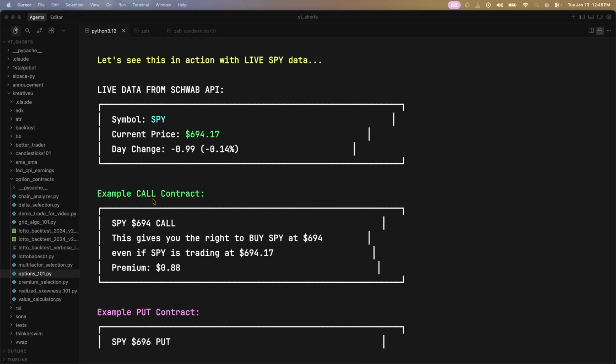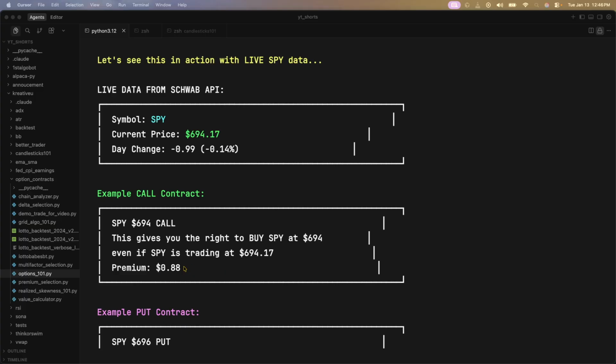So here's an example of a call option. This is SPY, which is going to be the underlying asset. Here's that specific price we talked about, the strike price. This is the price that we think the option contract is going to go to, and we're buying a call. Just looking at this, this lets me know that whoever is buying this option contract is bullish on SPY, or bullish on the underlying market, thinking that it's going to go up. So this gives us the right to buy SPY at 694, even if SPY is trading at 694.17.